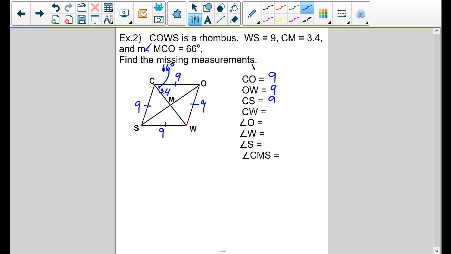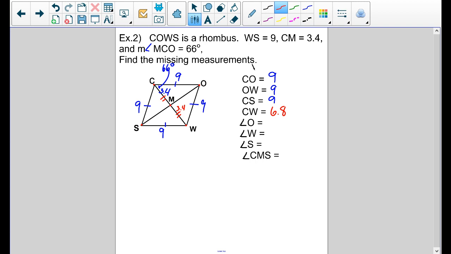So the next thing we have here is CW. It's part of a diagonal. What do we know about the diagonals of a rhombus? Diagonals bisect. So again, that means these two are the same, right? Because that segment is cut in half. So if the top is 3.4, the bottom's got to be 3.4, right? Which makes the total what? 3.4 plus 3.4, which is 6.8. Good. So that's your diagonals.